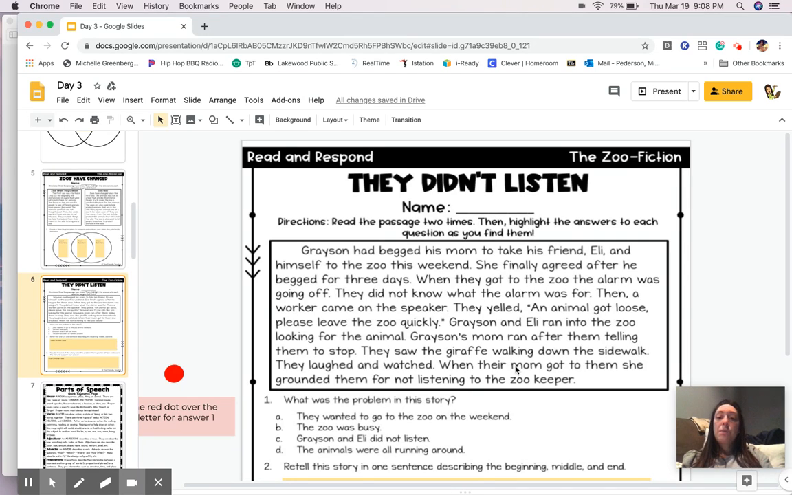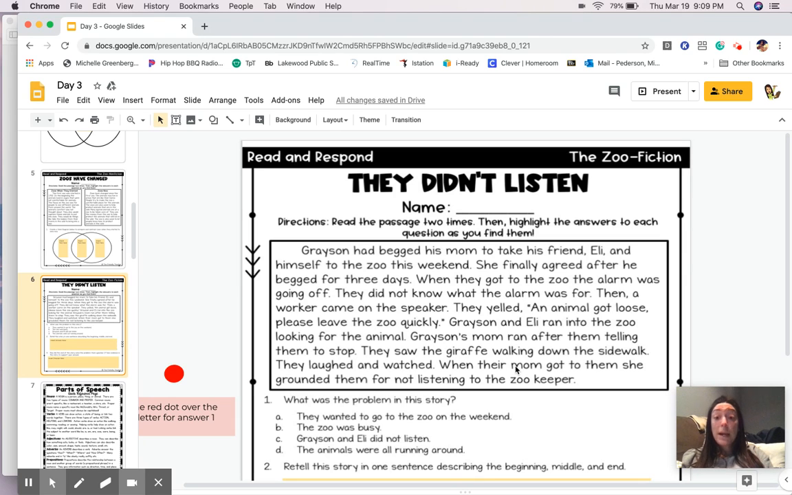Grayson had begged his mom to take his friend Eli and himself to the zoo this weekend. She finally agreed after he begged for 3 days. When they got to the zoo, the alarm was going off. They did not know what the alarm was for. Then a worker came on the speaker. They yelled, "An animal got loose! Please leave the zoo quickly!"